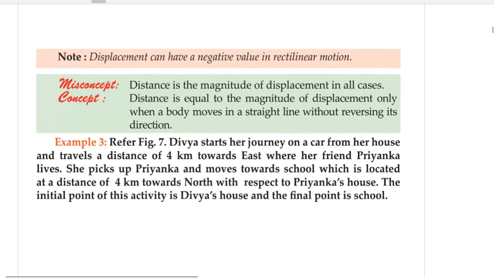Okay, there is a note here. Let's have a look at it. Displacement can have a negative value in rectilinear motion. What is rectilinear motion? Rectilinear motion is motion in one direction, straight line. And displacement, whenever measured in a straight line, can have a negative value also, right? Because in a straight line, there are two directions, forward and backward. So that's why displacement can be positive and can be negative.